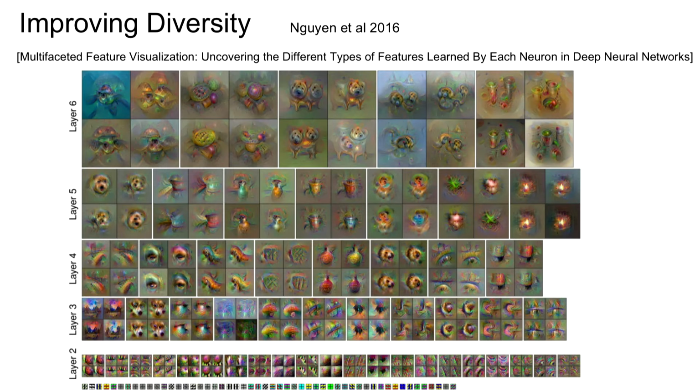Again, this is showing you the kind of diversity you get at different layers of the network as you go back.